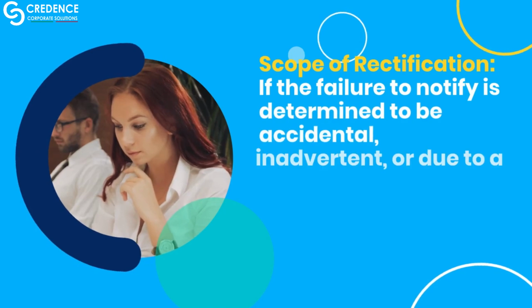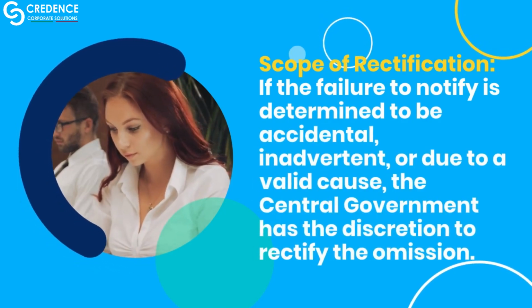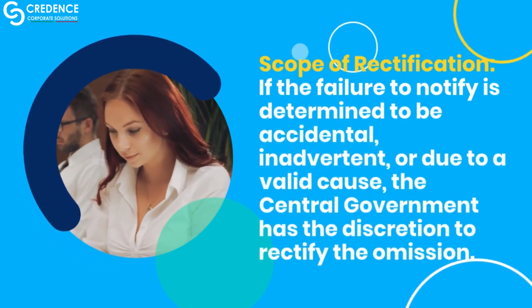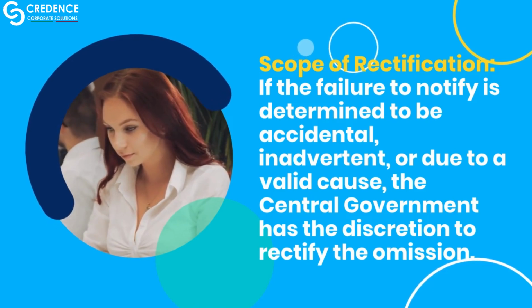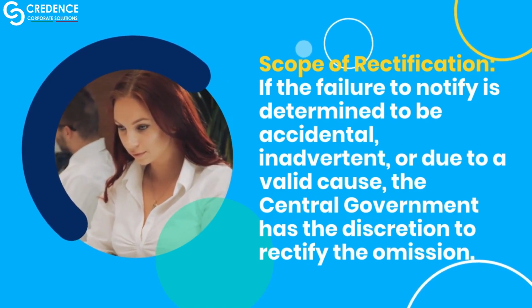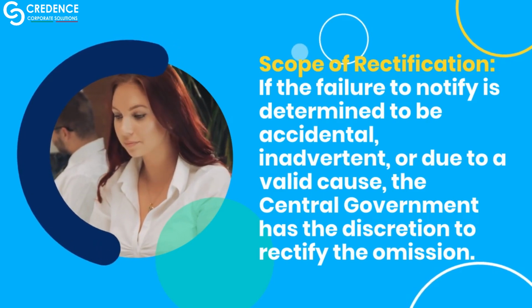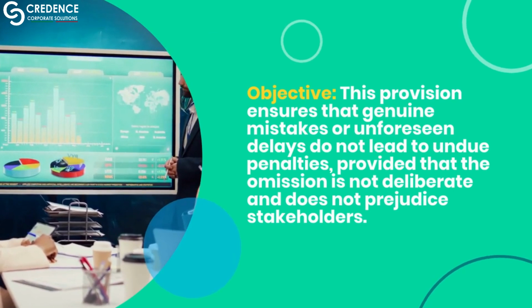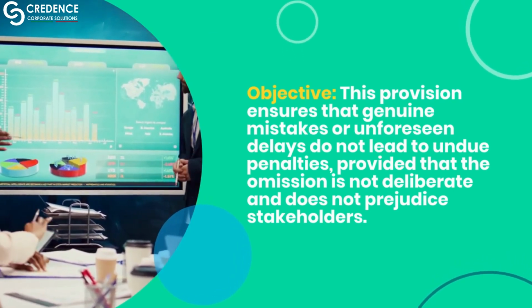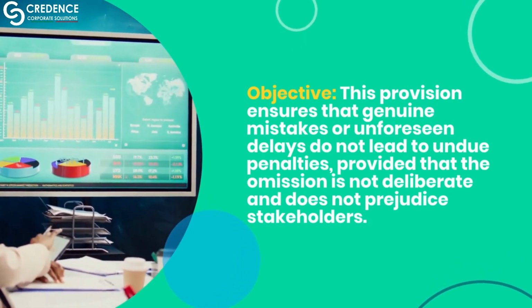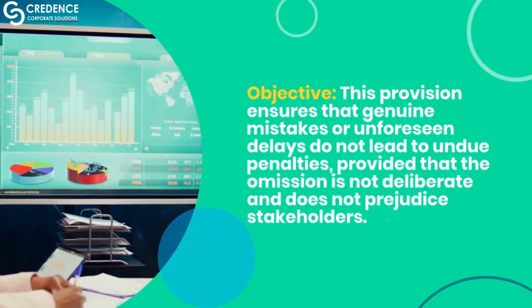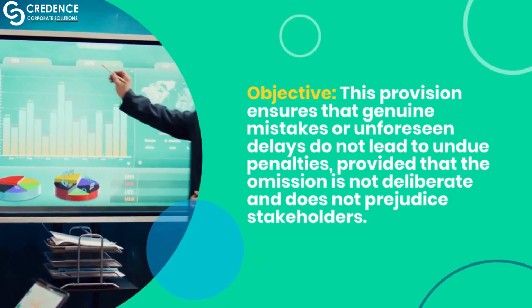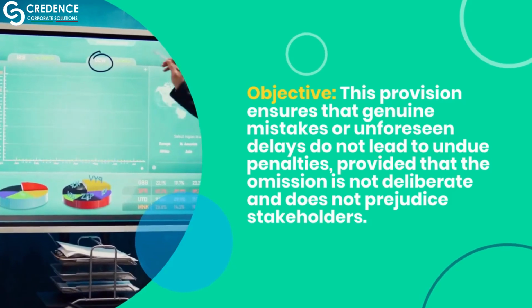Scope of rectification. If the failure to notify is determined to be accidental, inadvertent, or due to a valid cause, the central government has the discretion to rectify the omission. Objective. This provision ensures that genuine mistakes or unforeseen delays do not lead to undue penalties, provided that the omission is not deliberate and does not prejudice stakeholders.